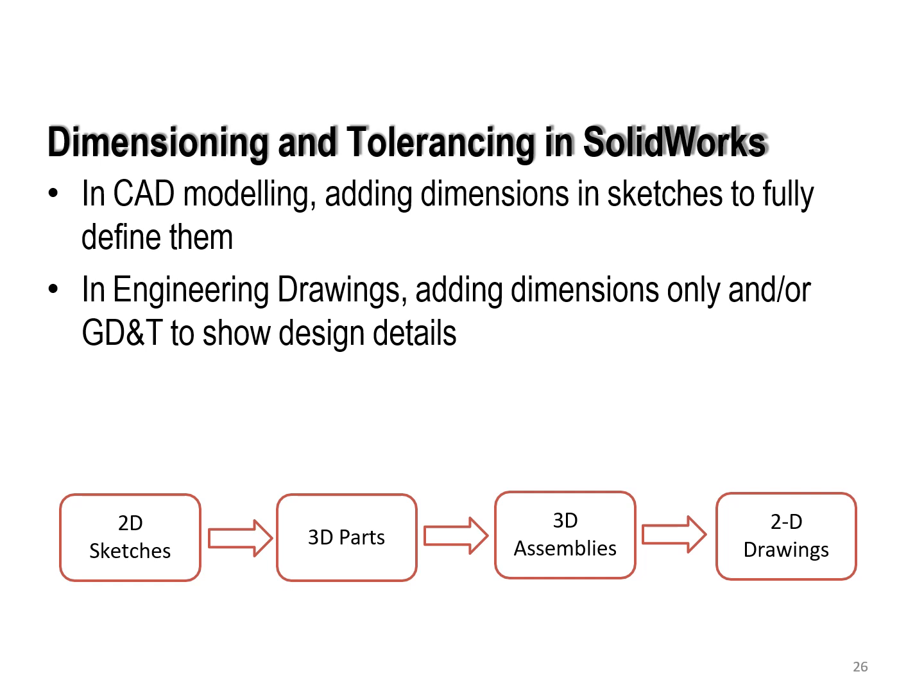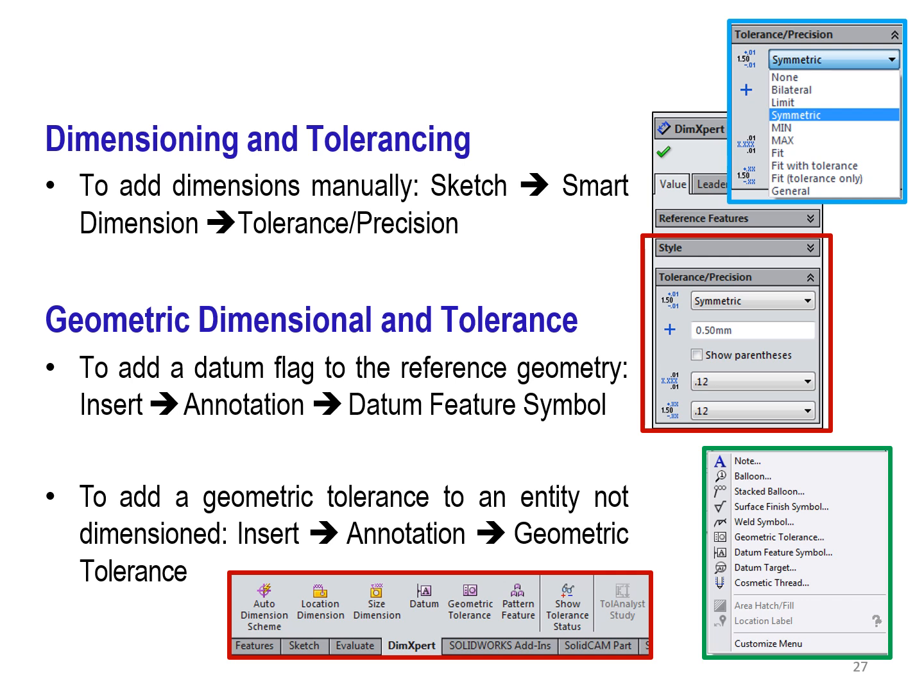So we do the two-dimensional sketch, we make the parts with 3D assemblies, and we create the 2D drawings again. When we're in the practice session this week, I'm going to show you actually how to create engineering drawings from an assembly. So for dimensions and tolerances, to add the dimensions manually: sketch, smart dimension, tolerance, and precision. That's how to add the tolerancing.